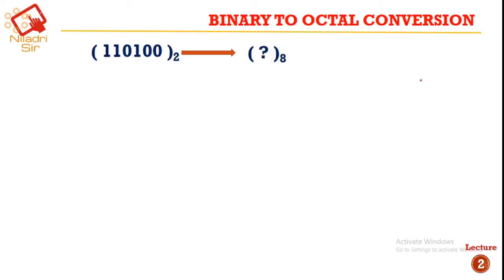Next, do binary to octal conversion. In case of binary to octal, we make groups of 3 digits. Why 3 digits? In an octal number, the digits are 0 to 7, and the binary number of 7 is 111. After 7, the binary number of 8 is 1000. So in case of an octal number, the maximum number of binary digits needed is 3.